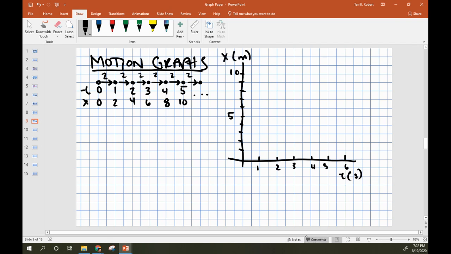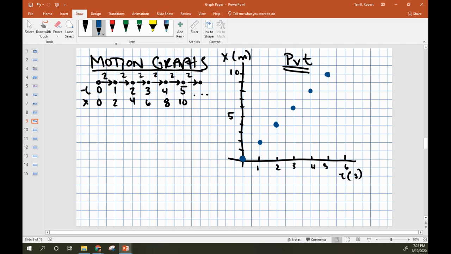So this is our first type of motion graph. This is a position versus time graph. And I can start mapping this information to this graph. My first position is 0, 0. Then we can see after 1 second, he was at 2. At 2 seconds, he's at 4. At 3 seconds, we're at 6. At 4 seconds, we'll be at 8. And at 5 seconds, we'll be at 10.